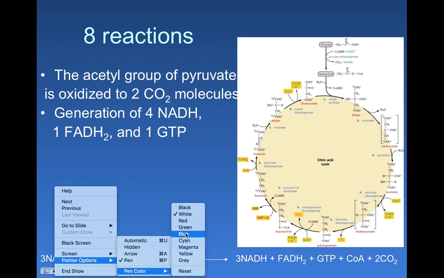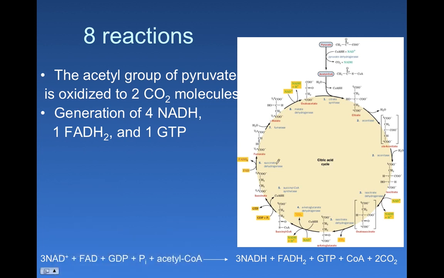If we look at the Krebs cycle over here, or the citric acid cycle, we can think of it as really 8 core reactions that make up the cycle. 1, 2, 3, 4, 5, 6, 7, 8, to go back to the start.